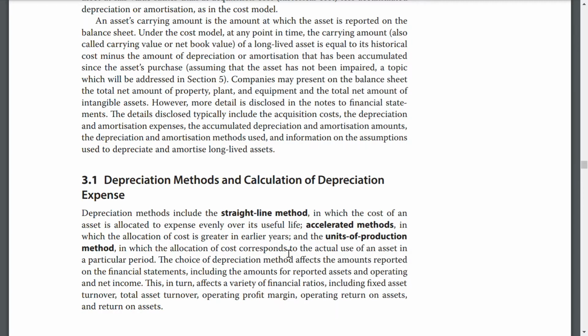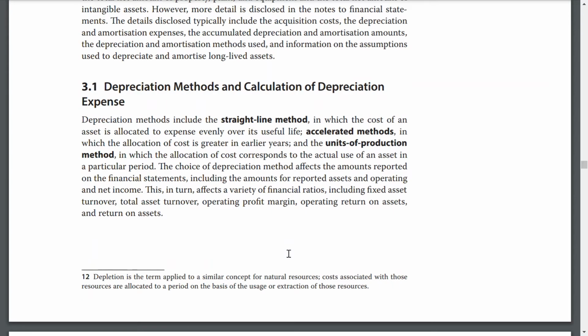Depreciation methods and calculation of depreciation expense. Depreciation methods include the straight-line method, in which the cost of an asset is allocated to expense evenly over its useful life; accelerated methods, in which the allocation of cost is greater in earlier years; and the units-of-production method, in which the allocation of cost corresponds to the actual use of the asset in a particular period. The choice of depreciation method affects the amount reported in net income. This in turn affects a variety of financial ratios, including fixed asset turnover, total asset turnover, operating profit margin, operating return on assets, and return on assets.